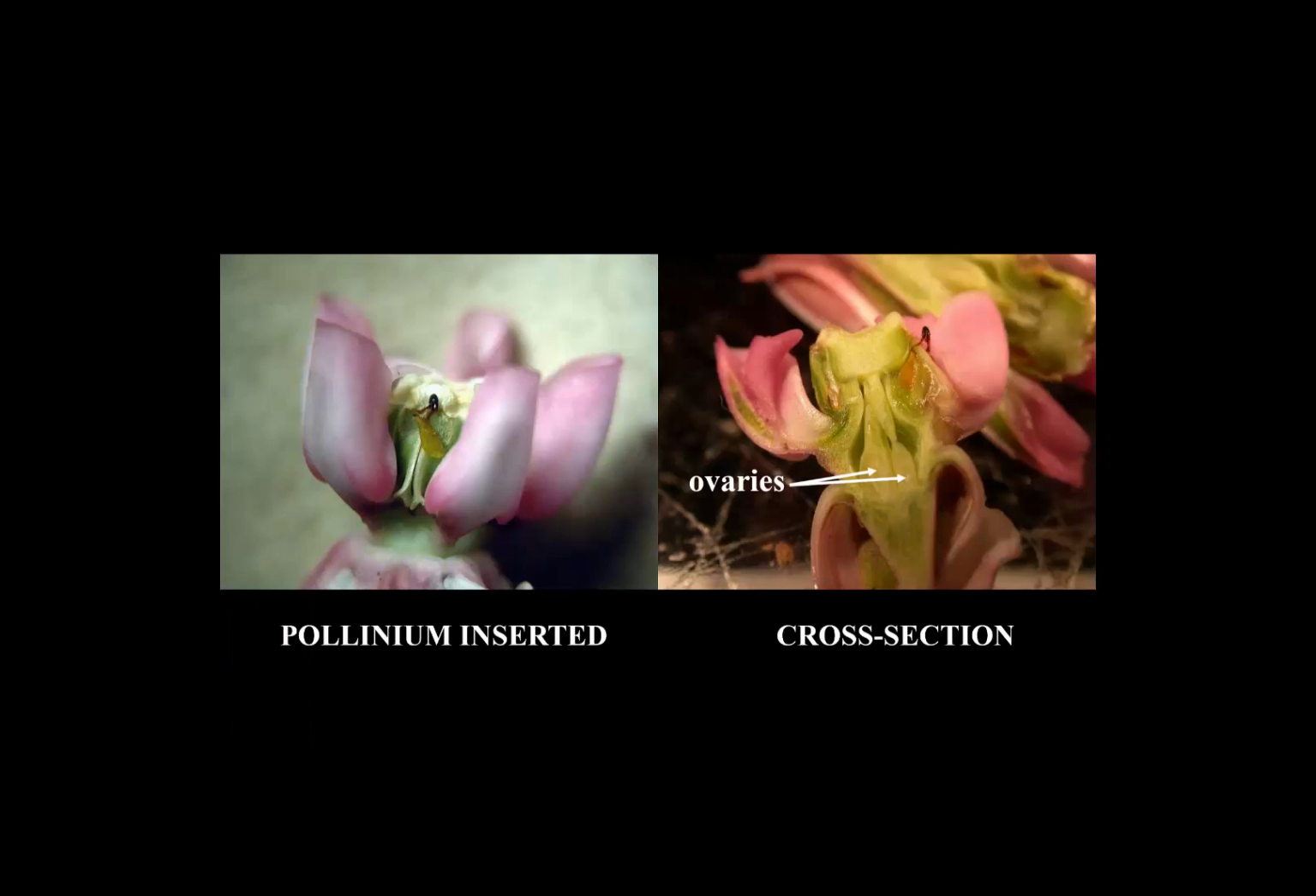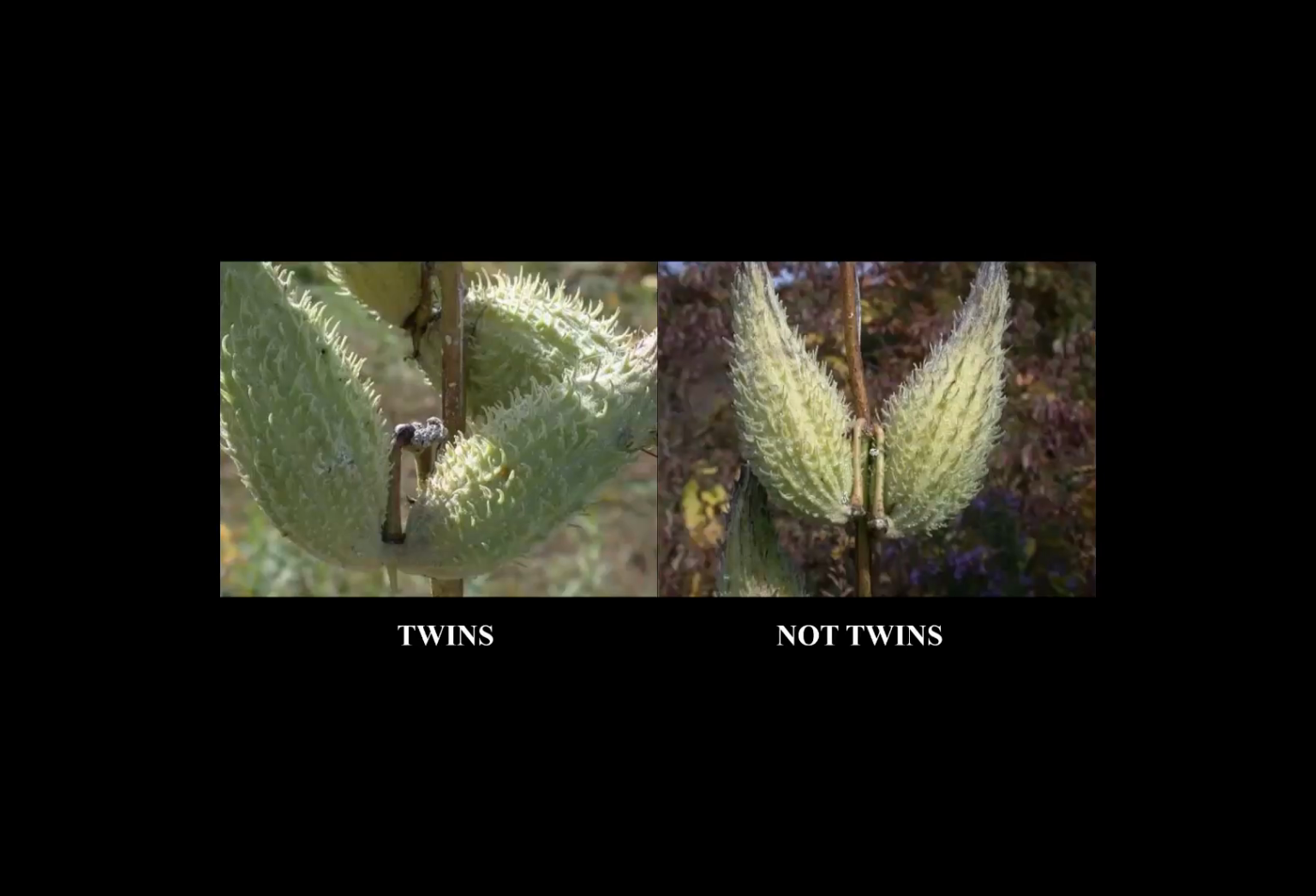Here's a picture on the left of a milkweed flower with the pollinium inserted in a special groove. And there's a picture on the right of the milkweed flower in cross section. You can actually see there's two separate ovaries in there. And each one of those can mature into a fruit. And the fruit it matures into is a follicle. So here's these two pictures of follicles together.